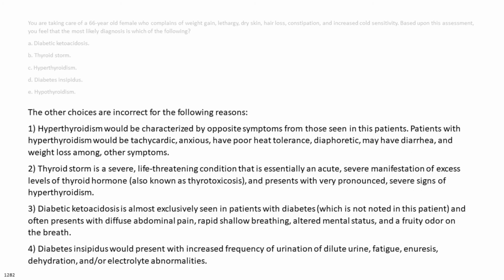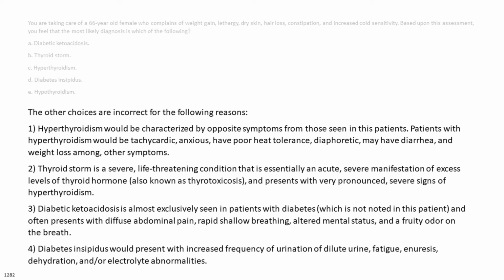The other choices are incorrect for the following reasons. 1. Hyperthyroidism would be characterized by opposite symptoms from those seen in this patient. Patients with hyperthyroidism would be tachycardic, anxious, have poor heat tolerance, be diaphoretic, and may have diarrhea and weight loss, among other symptoms. 2. Thyroid storm is a severe, life-threatening condition that is essentially an acute, severe manifestation of excess levels of thyroid hormone, also known as thyrotoxicosis, and presents with very pronounced, severe signs of hyperthyroidism.